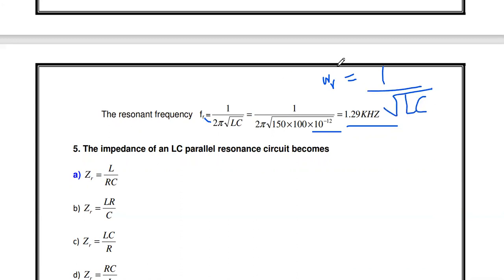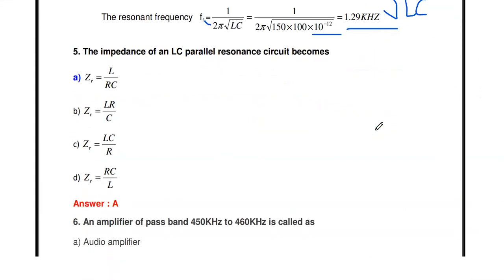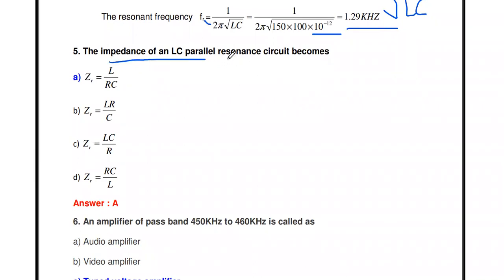Okay, if the answer is given in radian, use this formula: 1 by square root of L into C. Then the next question: the impedance of LC parallel resonant circuit becomes dash. In a parallel resonant circuit, the impedance ZR is given by L divided by RC or L divided by CR. Already we discussed this question in a previous video also, but in some different way. So here the impedance of LC parallel resonance becomes ZR equal to L divided by RC.